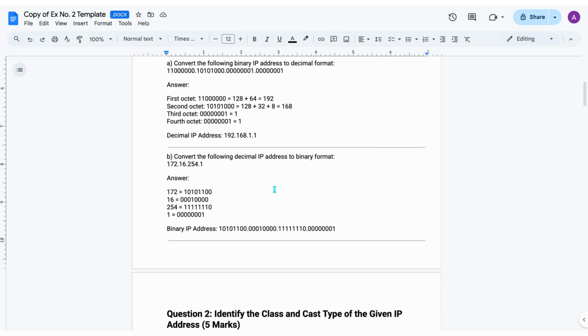When we see decimal to binary, we convert 172.16.254.1 to binary by dividing each number by 2 repeatedly and writing the remainders, and the final answer is shown on the screen. As you can see, this is the answer for converting this decimal address to a binary address.